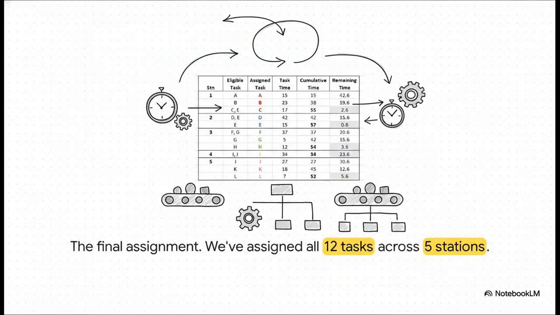And you see the pattern here, right? We just keep applying that exact same logic over and over. Find the eligible tasks, pick the longest one that fits in the remaining time, and repeat until the station is full. Following this simple process, we methodically fill out stations 3, 4, and 5. And this just perfectly shows how a logical, step-by-step process can bring complete order to that initial chaos. We've done it. All 12 tasks are successfully assigned to our 5 stations.